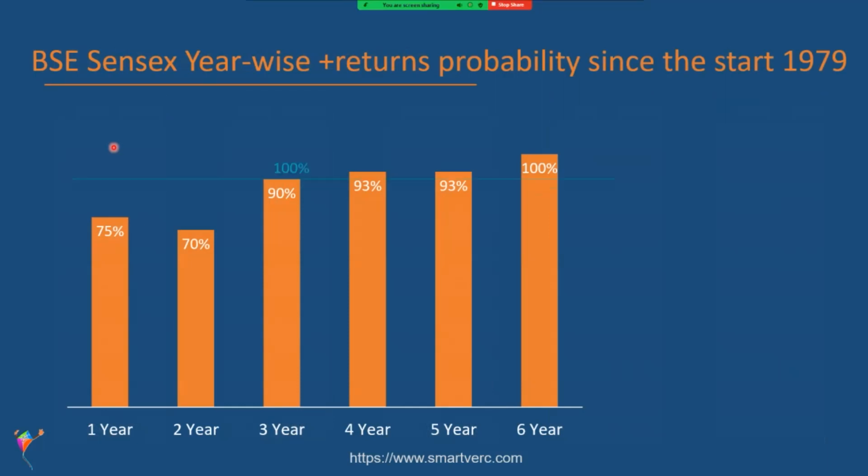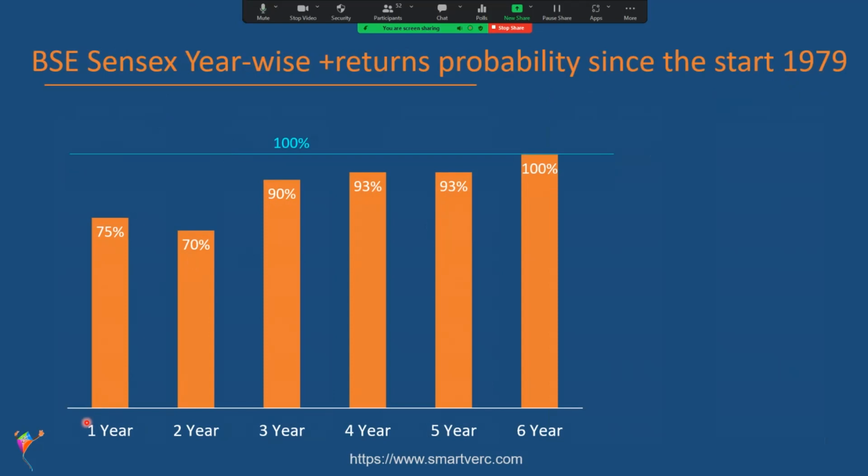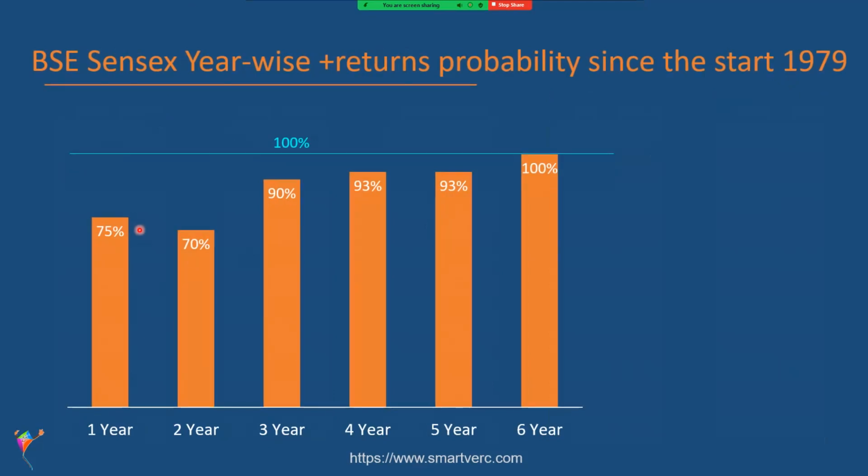So, doing various combinations and using various formulas, I have calculated, up to the recent data, the year-wise positive returns probability since the start. So what does it mean? For 1 year it is 75%. So during this period of 44 years, had anyone invested on 1st of January, there is a 75% probability that you made a profit at the end of the year, that is on 31st December. Since the start of the index, there is a 75% probability.